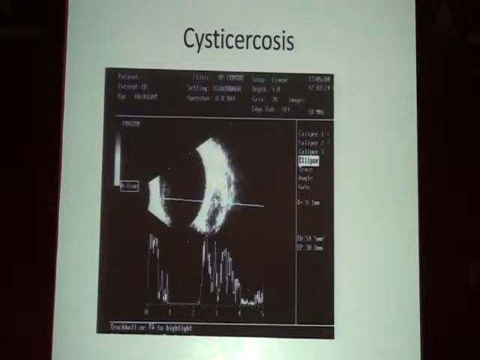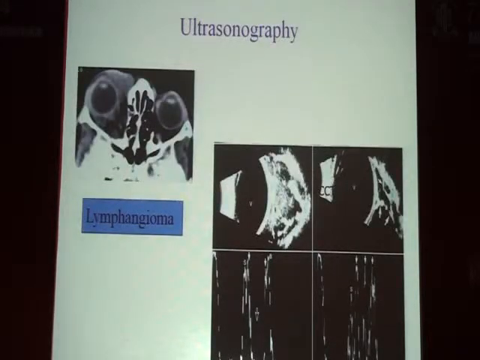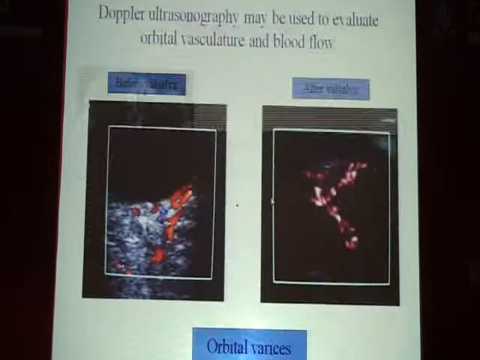Cysticercosis is another lesion which is a straightaway giveaway on ultrasound because it's very nicely demonstrated. You can see the scolex over here in the center of the cyst, and that is very typical and characteristic of cysticercosis. Now, lymphangioma is another lesion which on ultrasound gives us a lot of information. You can see over here this large lymphangioma occupying the right orbit, and internal septations can be seen.